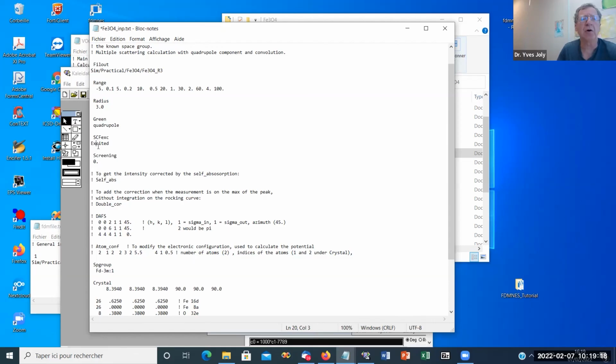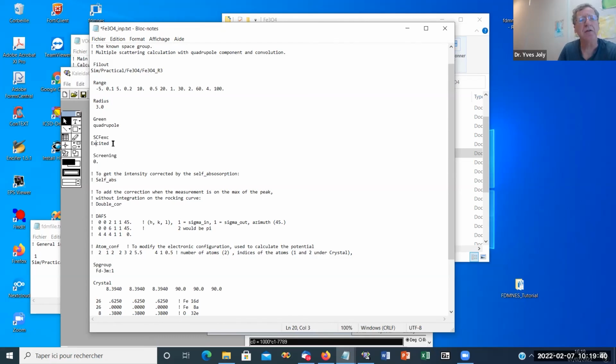And I'm not sure about this one, but what I'm just explaining now is also written in the part on how to make the best possible calculation in the manual. And in fact, that's nearly all. So there are not so many possibilities.